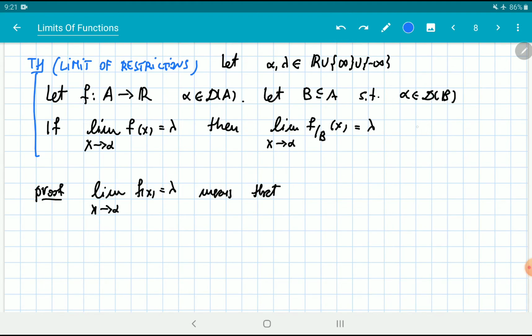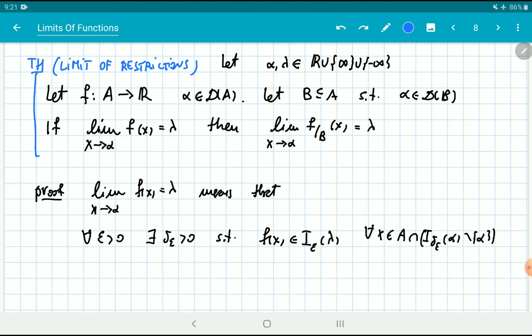What does it mean? This means that if you take an arbitrary epsilon, a positive real number, there exists a delta epsilon greater than 0 such that, this is our new unified notation, f of x is in the interval centered at lambda with radius epsilon for all values of x that are in A, because that's the domain of f, and in the punctured interval centered at alpha with radius delta epsilon. Okay, so this is what I have, and I need to show that the same is true for the restriction.